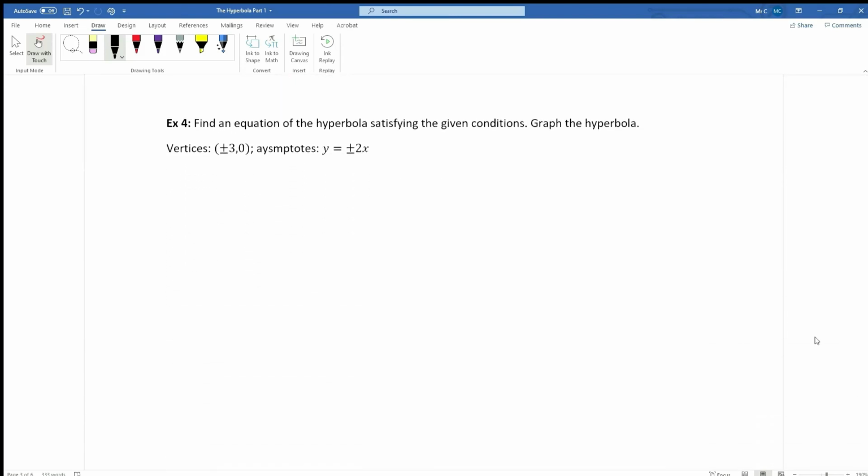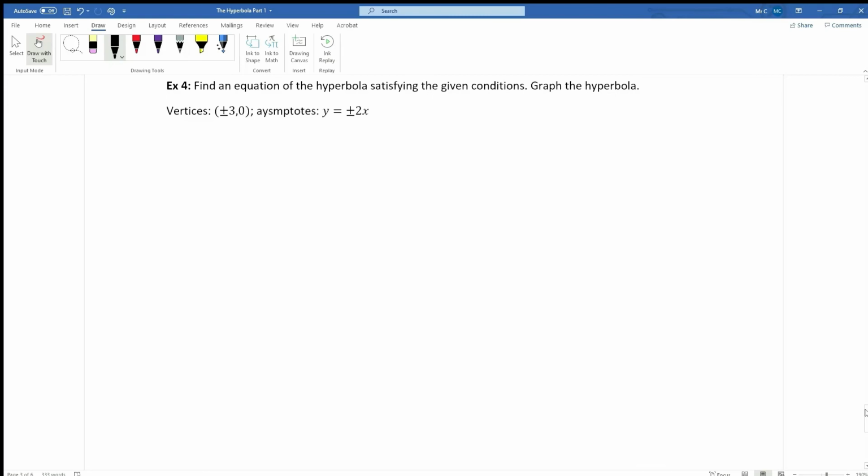All right, we got one last example here. Find an equation of the hyperbola satisfying the given conditions. Graph the hyperbola. So we're given the vertices, plus or minus 3, and asymptotes, y equals plus or minus 2x. Now, when these asymptotes are given, they're not going to be given in terms of a and b directly. It's usually going to be like a simplified number, so you have to work out the reasoning just a little bit. So let's plot our vertices.